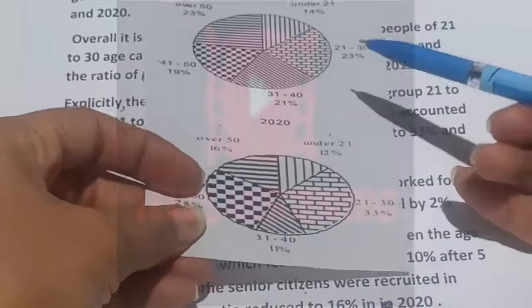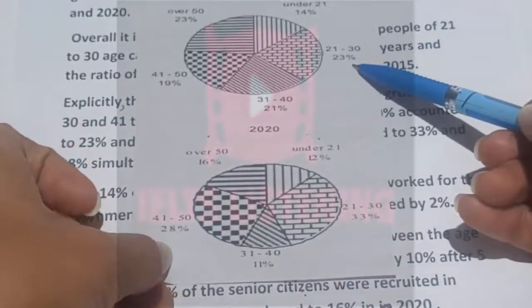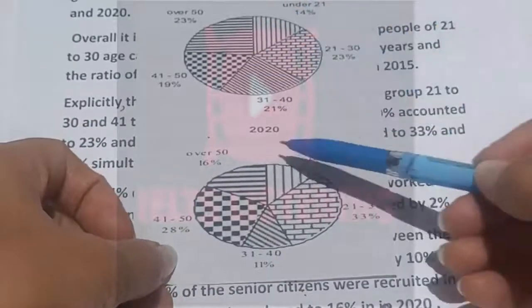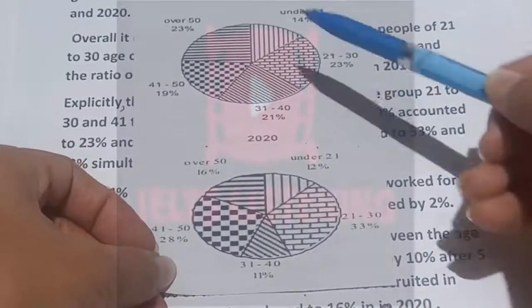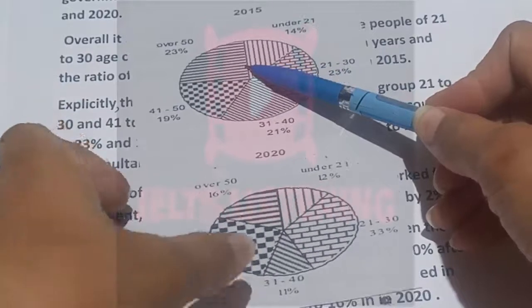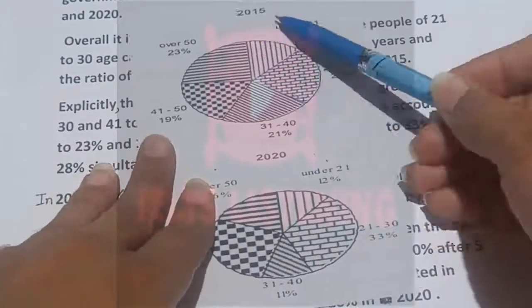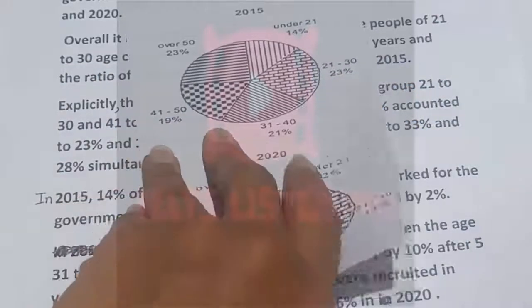Let's see, the people of 21 to 30, yes, they are highly employed in this year and in this year also, 33% and 23%. And we are also saying that for the people of the golden age, means old age people, in the year 2015 the ratio was identical to them, means 23%.